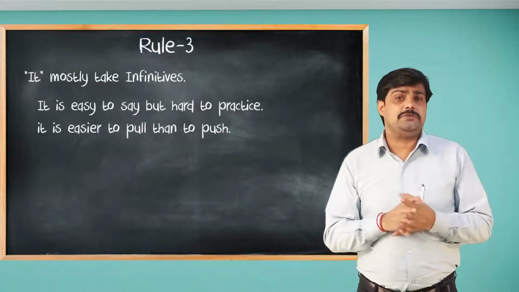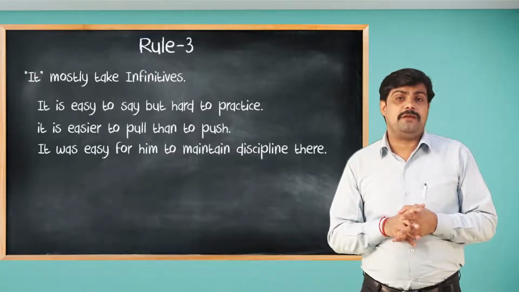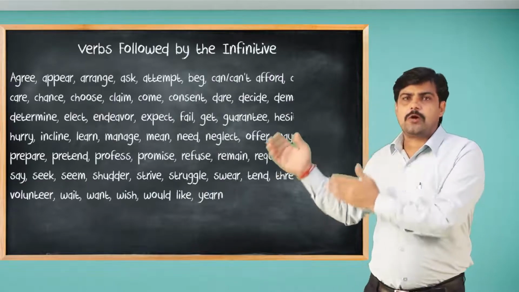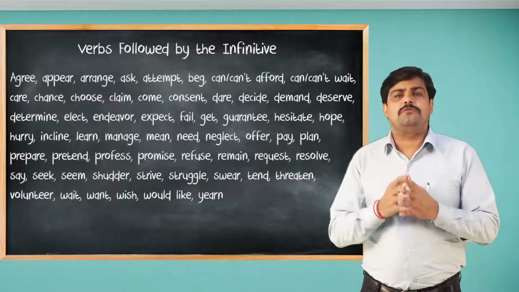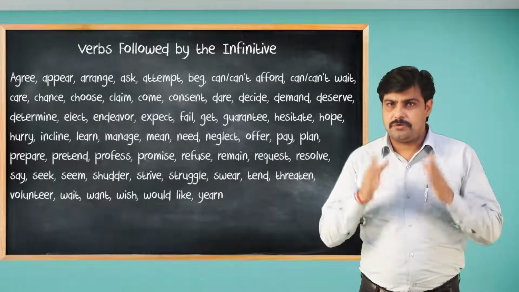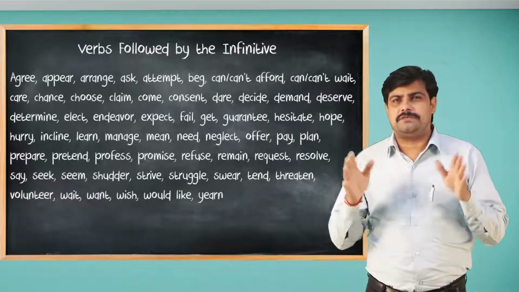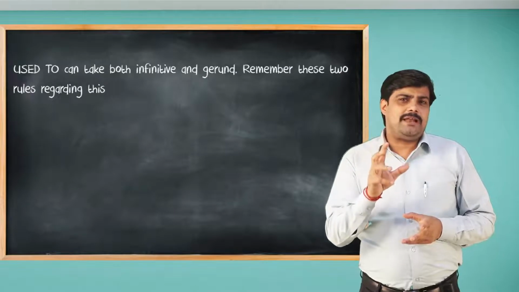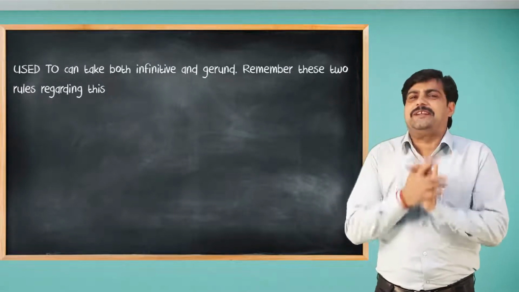It is easier to pull than to push. It was easy for him to maintain discipline there. Now here is a long list of the verbs which are followed by infinitive. So remember them and you will never get confused in the uses of gerund and infinitives. But there are some verbs like "used to" that can take both infinitive and gerund.